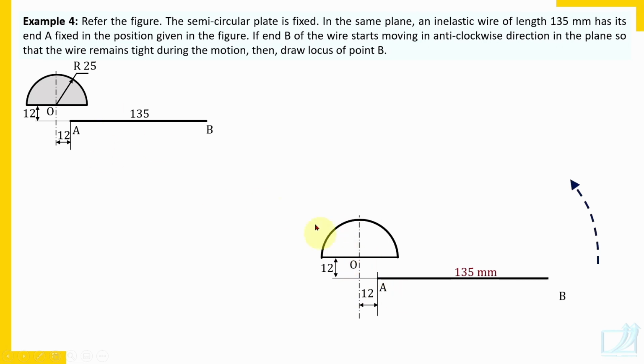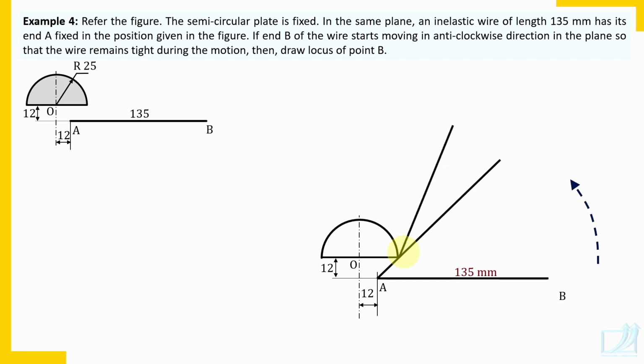This is the given diagram. Here it is a disc. This is the wire in given position. End A is fixed and end B starts moving in anti-clockwise direction. So this is how that wire will rotate, but it will come in contact with the corner of the disc. Then at corner A, wire will bend and it will start rotating about corner A.